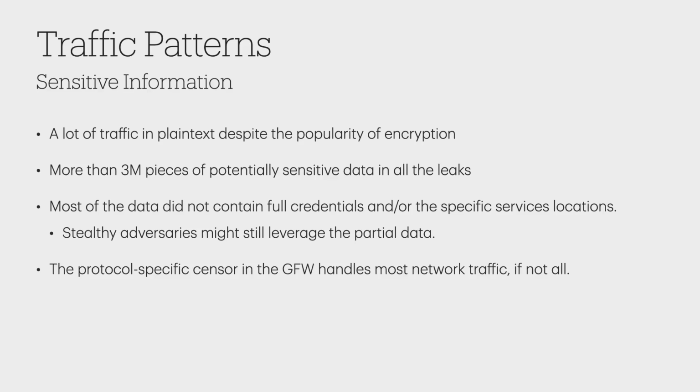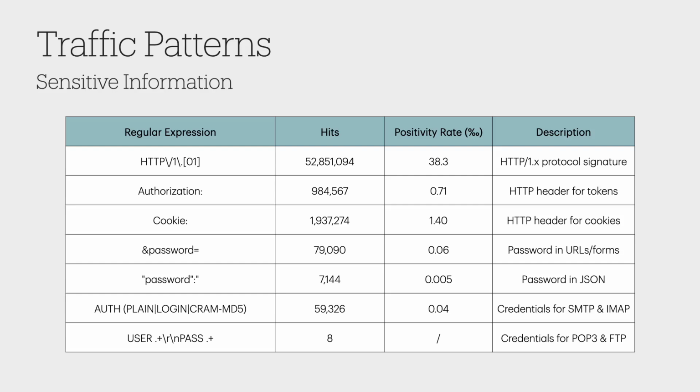This result also suggests that even the DNS-specific sensor in the Great Firewall handles most network traffic, if not all. Here are some of the results. Nearly 4% of leaks contained plaintext HTTP traffic, and there were many credential signatures for various protocols.